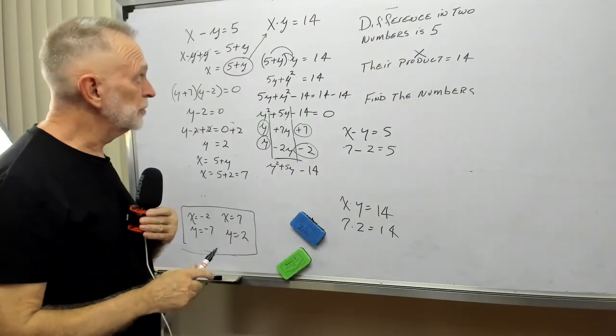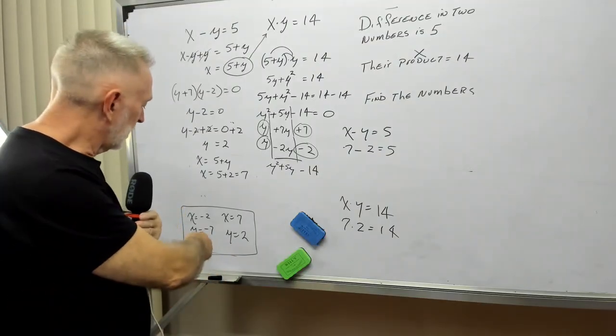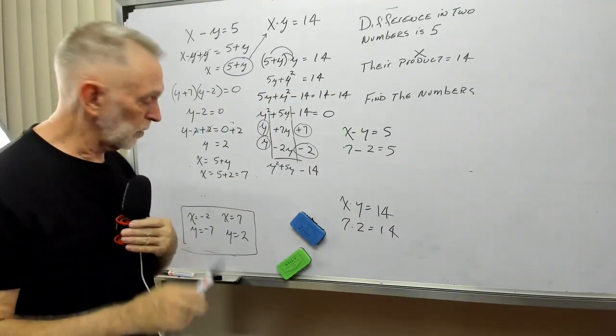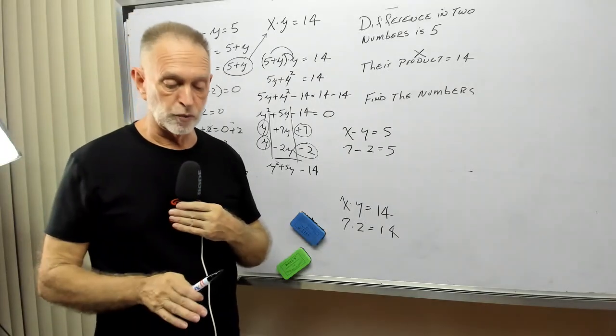The difference in two numbers is 5, their product is 14: X is negative 2 and Y is negative 7, or X equals 7 and Y equals 2.